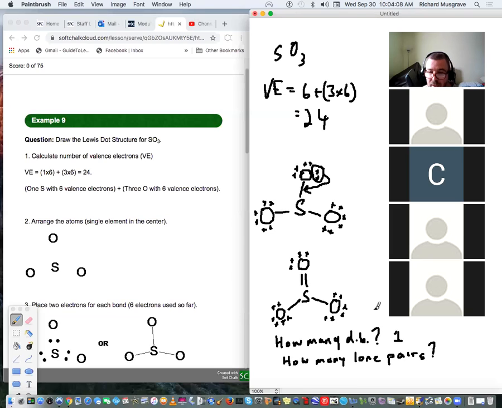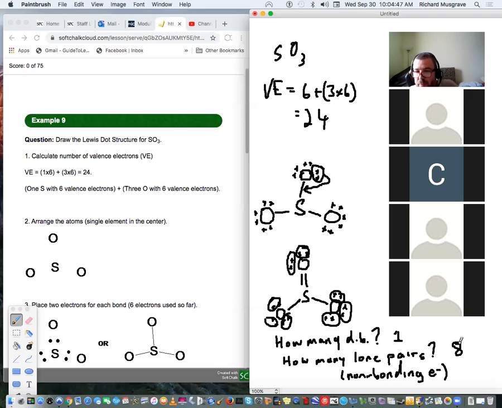Now, lone pairs are also called non-bonding electron pairs, which makes a lot of sense because they're not involved in bonding. So let's count the number of non-bonding electron pairs we'd have here. We'd have 1, 2, 3, 4, 5, 6, 7, and 8. So 8 would be the answer to that.